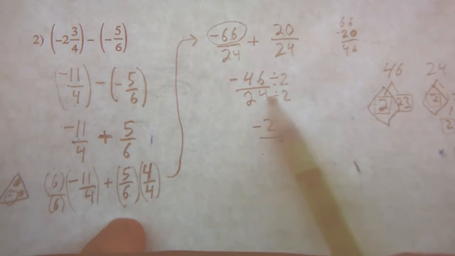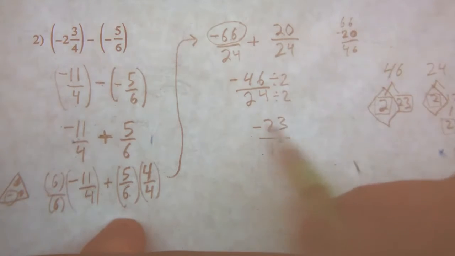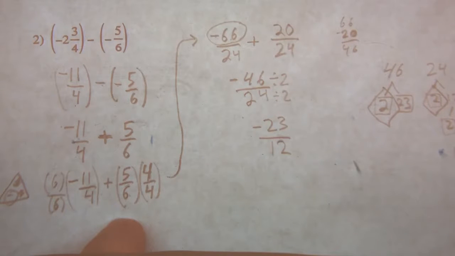And then 24 divided by 2 is 12, these leftover factors. 2 times 2 times 3 is 12. And we can be confident that that is reduced.